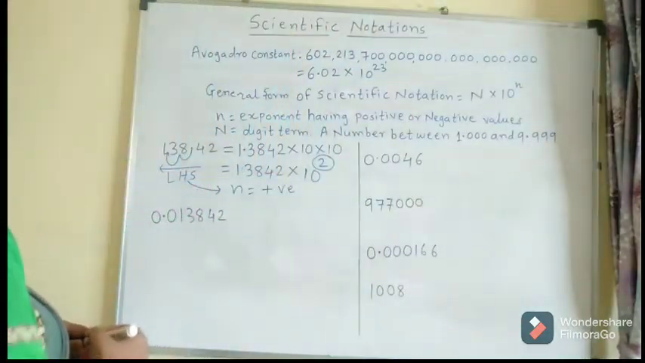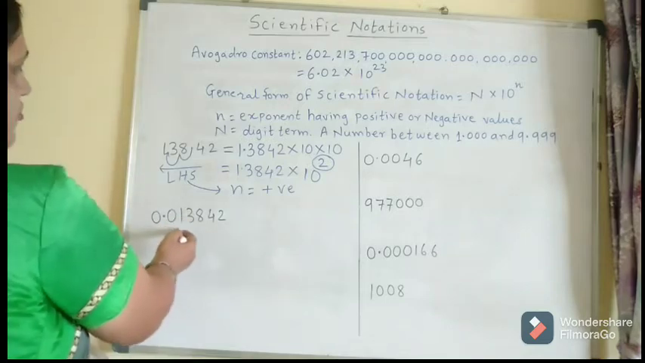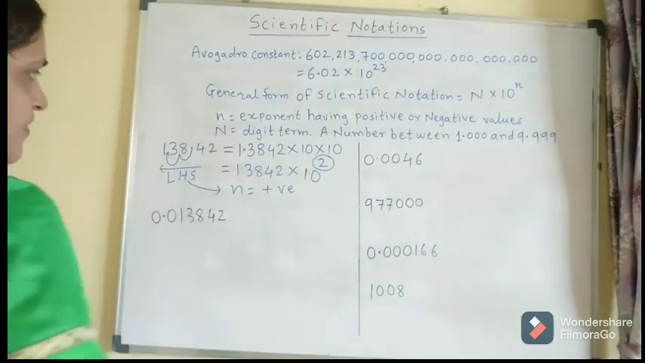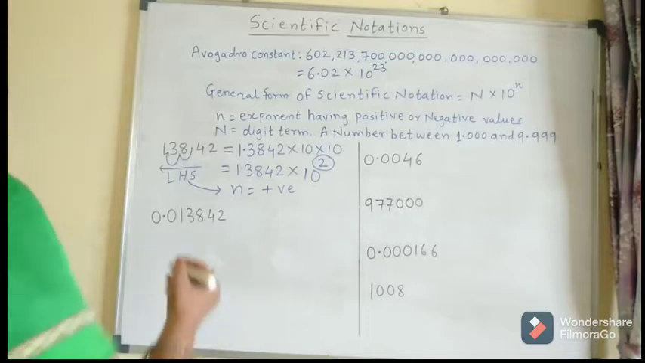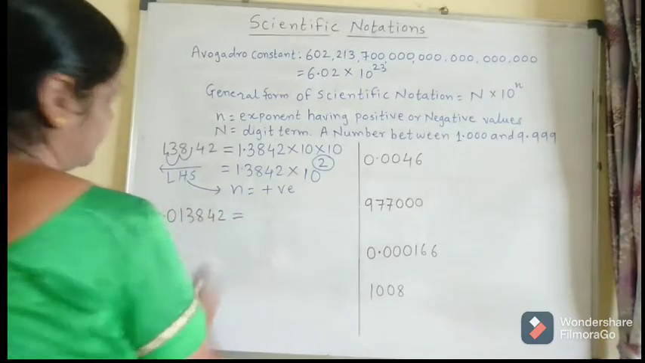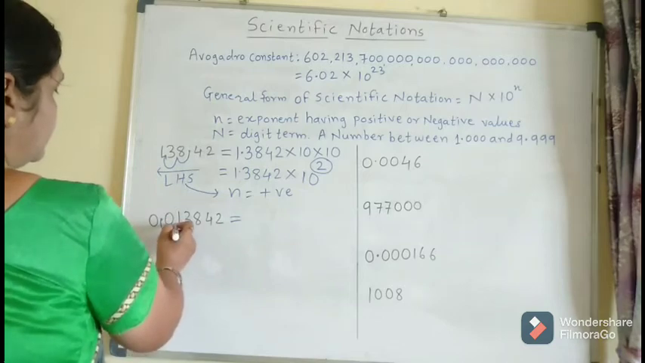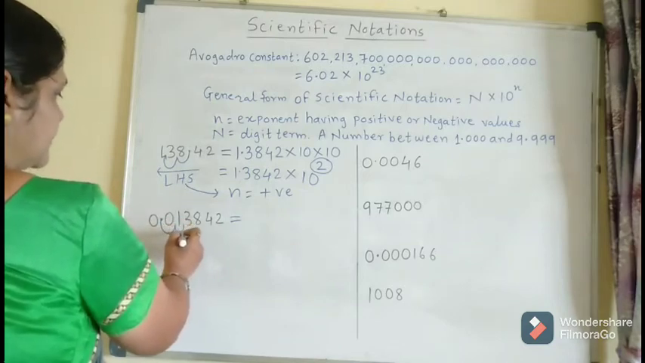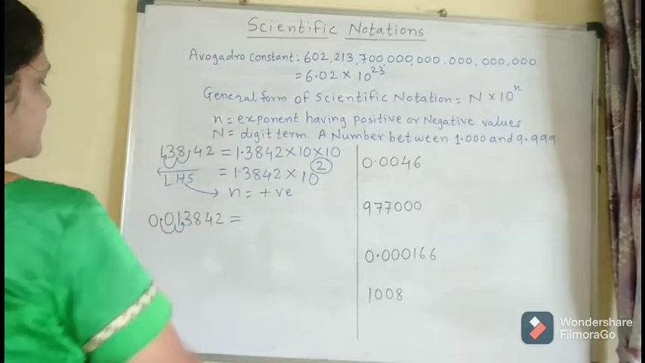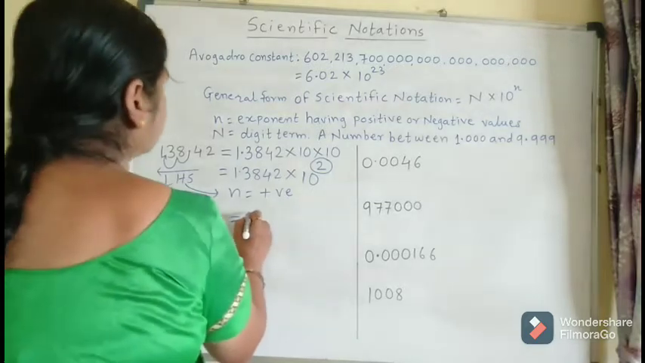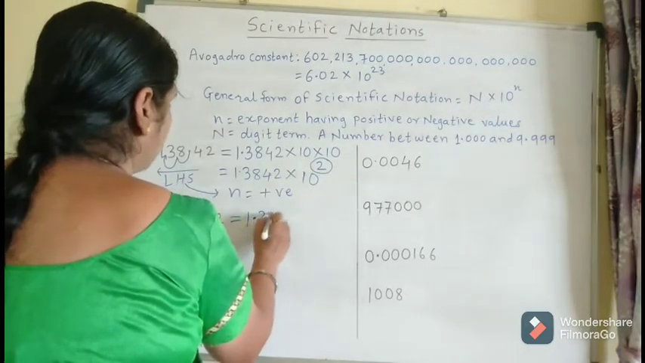Now consider the second example. The second example is 0.013842. Now I want to change it into scientific notation. For that purpose, from this 0 here, I have shifted 1 digit, then again 1 more digit, so the decimal point will be coming over here. So I can write this number in this way now.